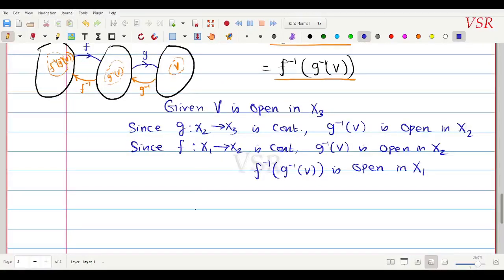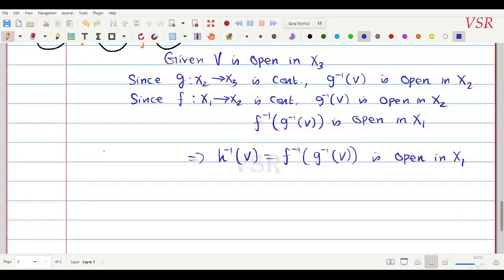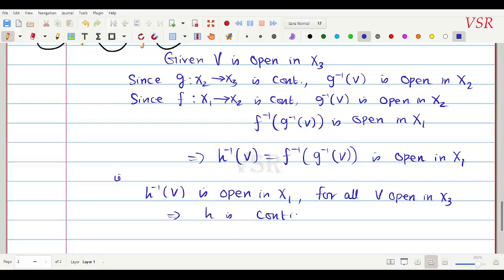Therefore this implies that h inverse of capital V which is equal to f inverse of g inverse of capital V is open in x1. Okay, அப்ப என்ன ப்ரூஃப் பண்ணிருக்கோம் அப்படின்னா, that is h inverse of V is open in x1 for all V open in x3. So this implies that h is continuous. Okay, h is a continuous function. அதாவது நம்ம ரெண்டு டெக்னிக்கை யூஸ் பண்ணி we have shown that it is a continuous function அப்படின்னு நான் ப்ரூவ் பண்ணியிருக்கேன். வேற எதுவுமே பண்ணல.